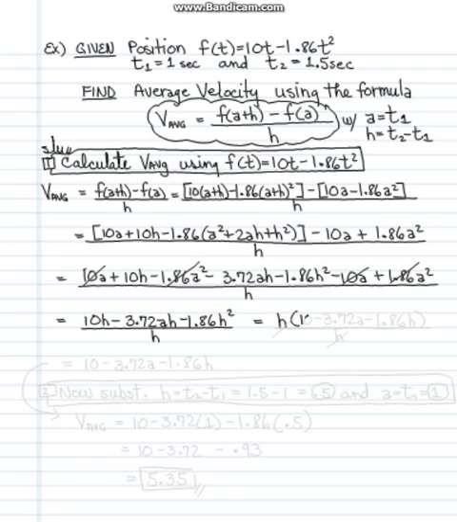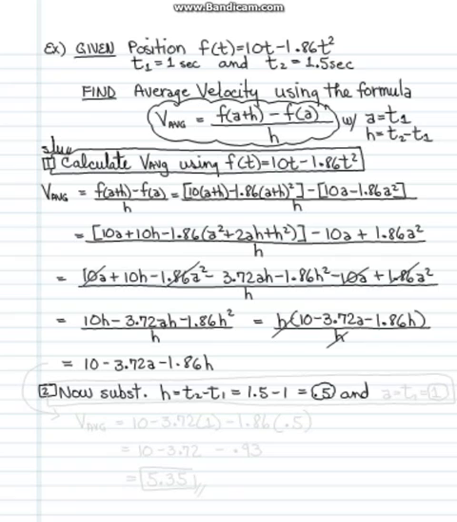Now factor out an h across the top and then cancel that with the factor of h in the denominator, and you'll have your simplified version of this formula. It's 10 minus 3.72a minus 1.86h. Now, step 2. Now is where we substitute h equals t sub 2 minus t sub 1, which in this case was 1.5 minus 1, which is equal to 0.5, that's our h, and replace a with t sub 1, which in this case is 1.